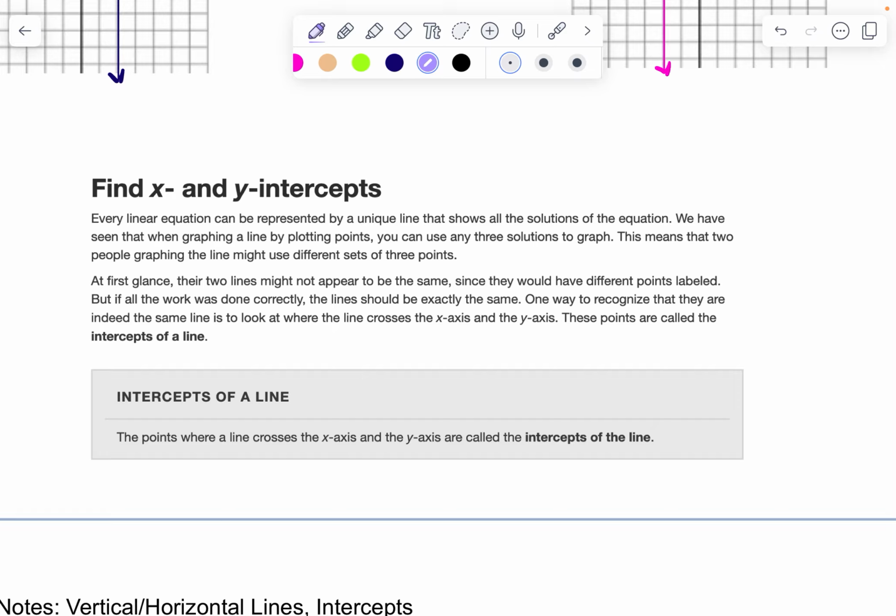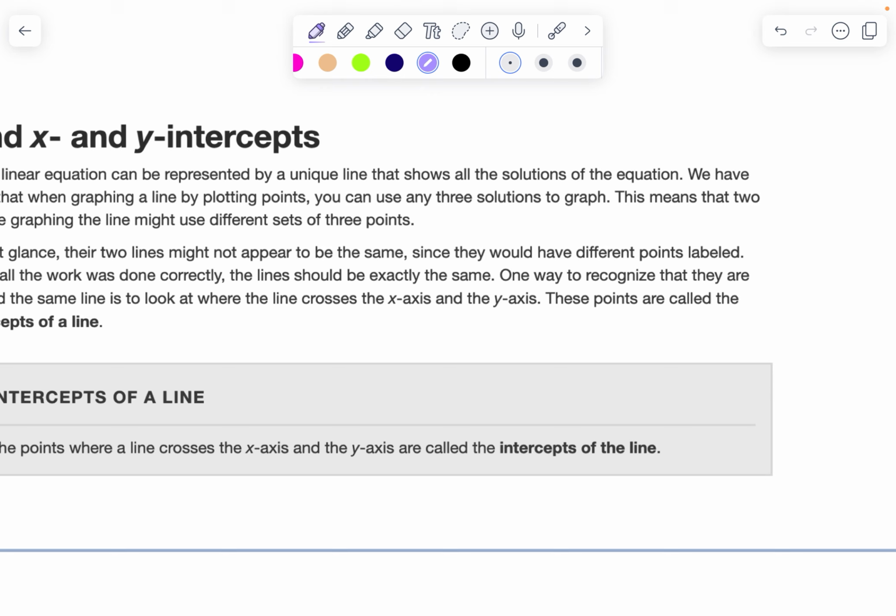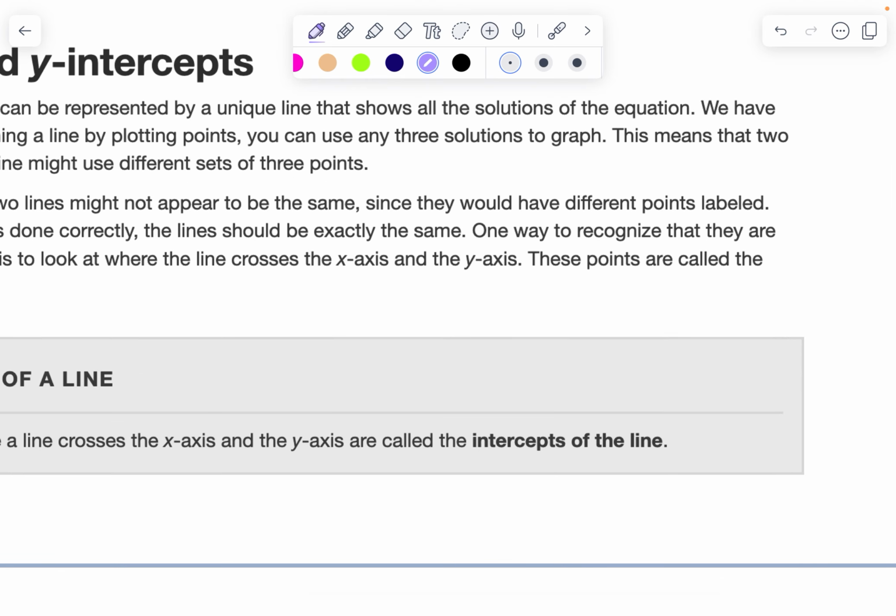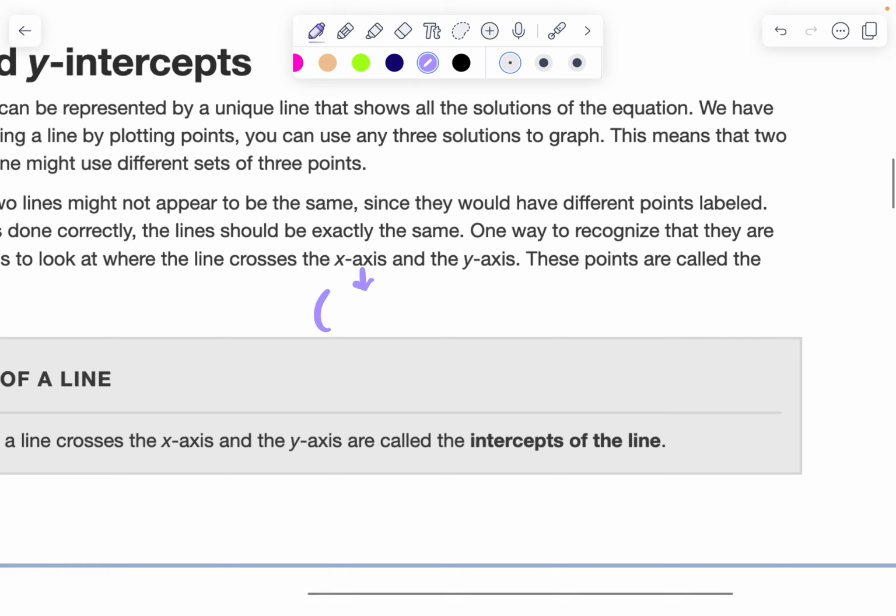One way to recognize that they're indeed the same is to look at where the lines cross the x-axis and the y-axis. These points are called the intercepts of the line. So where it crosses the x-axis is the x-intercept. It's always whatever that number is, comma 0. Where it crosses the y-axis is the y-intercept. It's always 0, comma that number. So these are points, not just a number. You have to write them as a point.